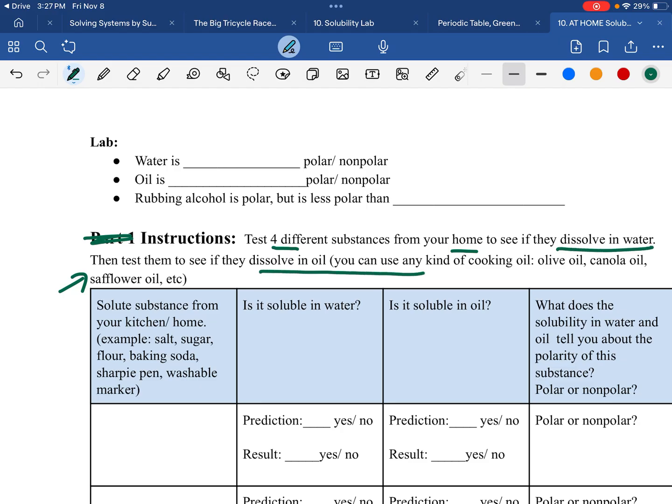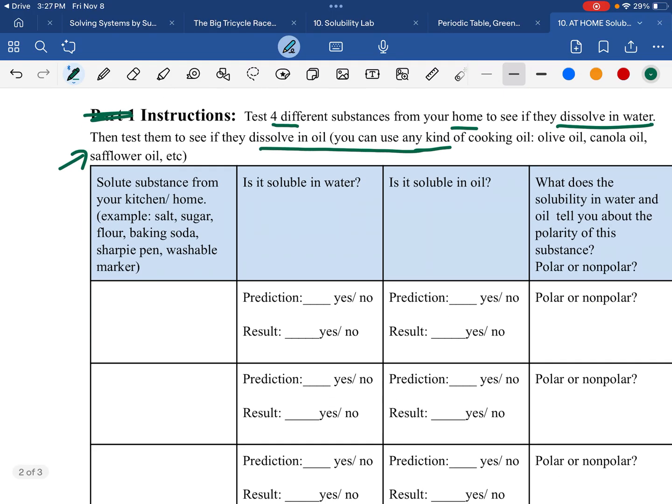And you can use any kind of cooking oil you have in the kitchen: olive oil, canola oil, safflower oil, anything, lots of other oils. And you're going to test 4 different things. Now, salt would be a great thing to test. So you have salt here, right? And we know from the video above, for each thing you're going to predict whether you can dissolve it in water and oil, and then you're going to test it.